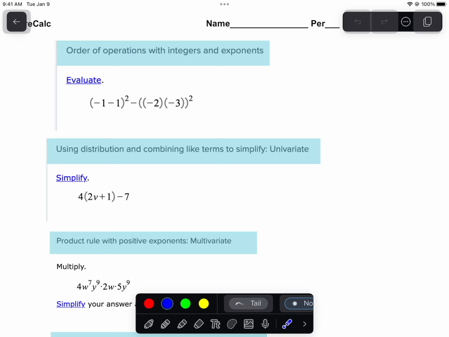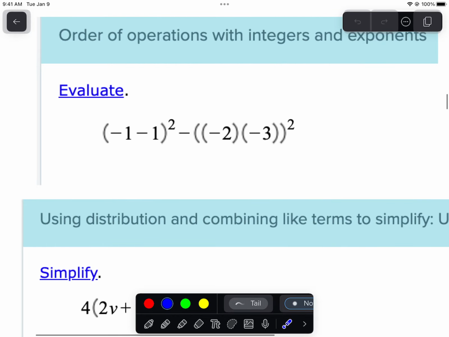Okay, so algebra is an important component of this class. First semester, we're concentrating on college algebra. So it's important that all those rules you learned in Algebra 1 and Algebra 2 are still in your brain. The first thing we're going to talk about is order of operations. So let's look at this first problem here.